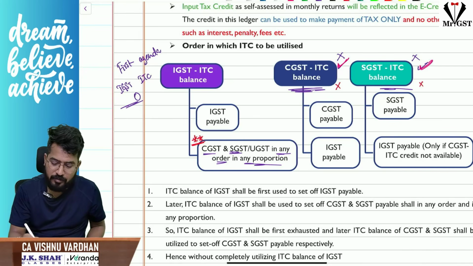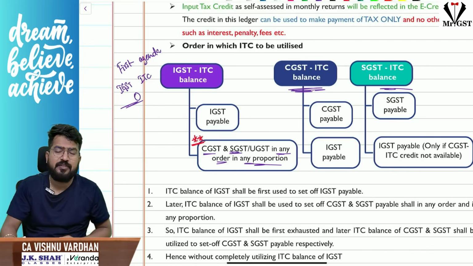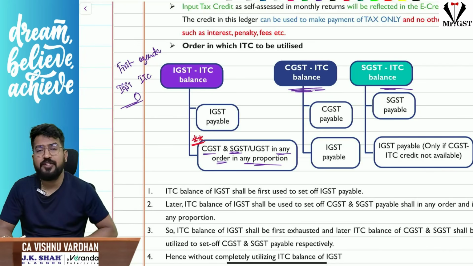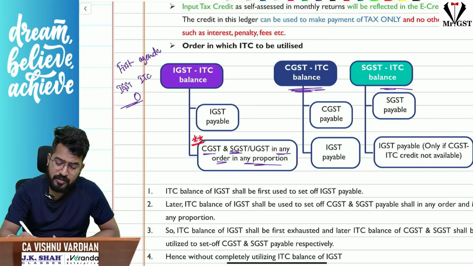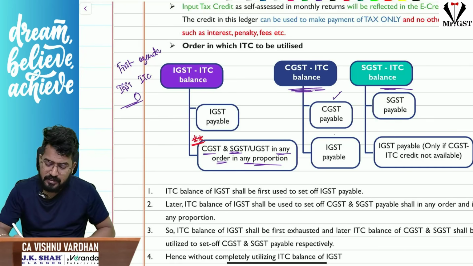Right. Now coming to the point. Sir, IGST ITC balance, we made it 0. Imagine that way. Then what can we do? We can start using CGST ITC balance. CGST ITC balance, you can use it for what? CGST ITC balance, you can use it for CGST payable. First, till any balance is there, IGST payable. Till any balance is there, then carry forward.